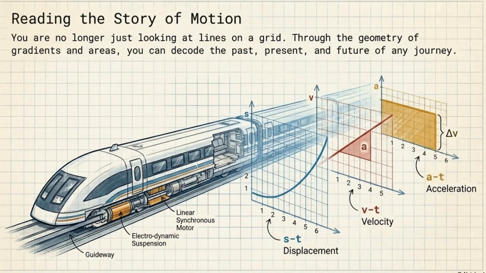To wrap up, think of motion not just as lines on a grid, but as a story told through geometry. By understanding gradients and areas, you can interpret the past, present, and future of any movement. For example, this train's journey can be broken down into its displacement over time, which shows how far it has traveled, its velocity over time, which tells us how fast it is moving at any moment, and its acceleration over time, revealing changes in speed. Each of these elements helps us decode the full story of motion in a clear, detailed way.